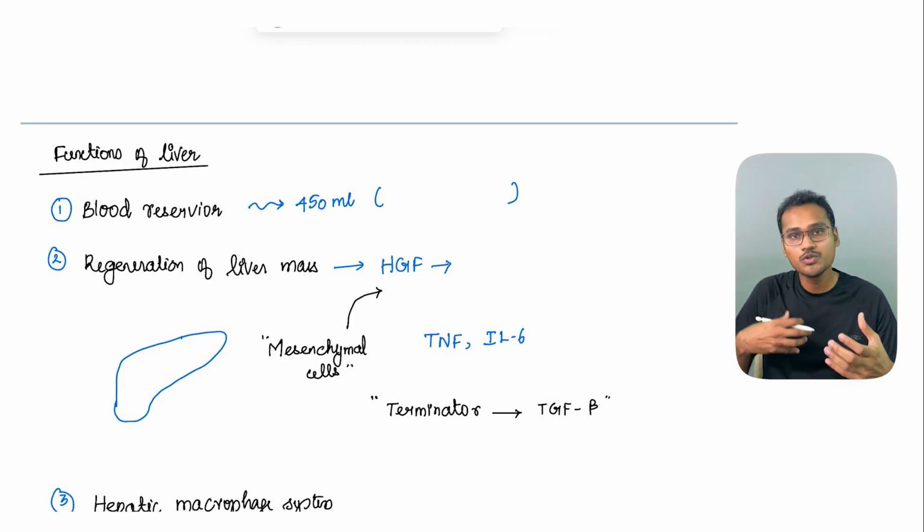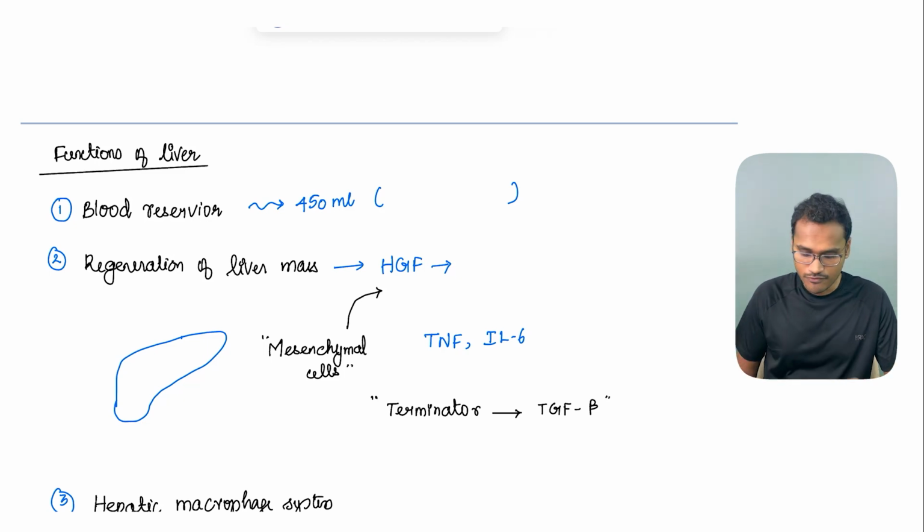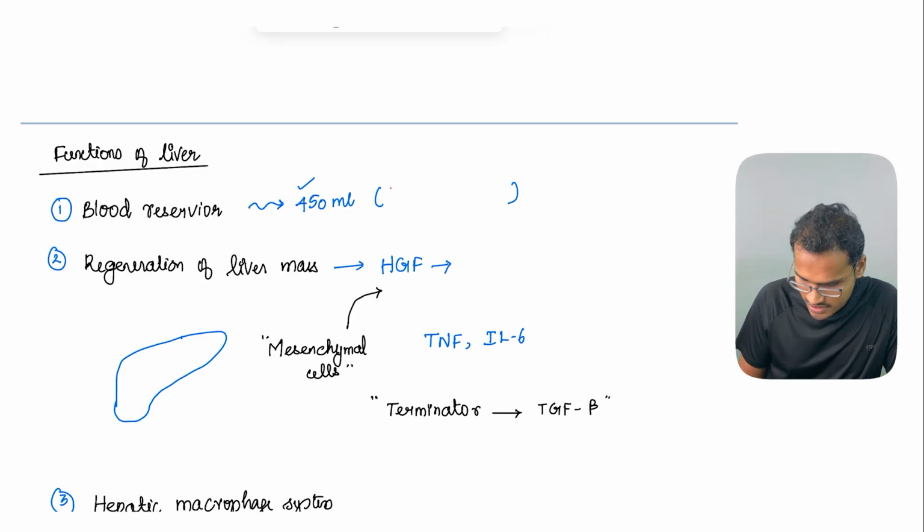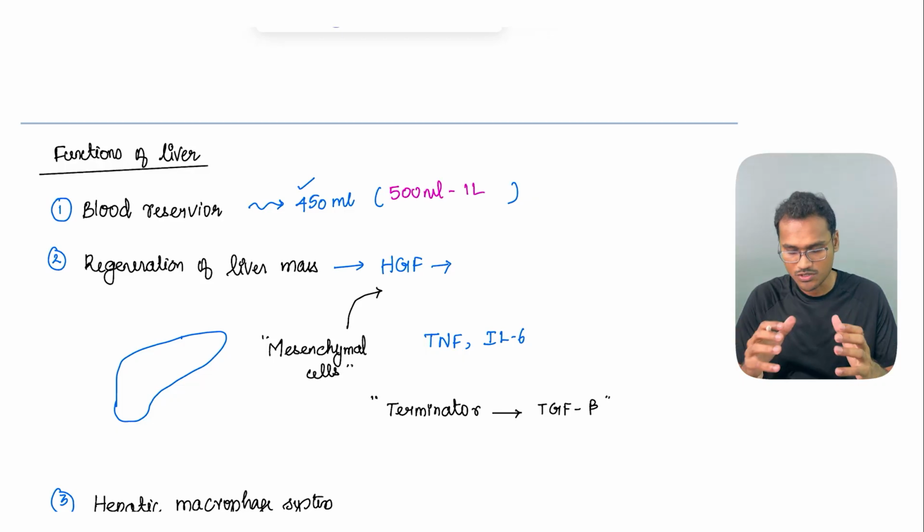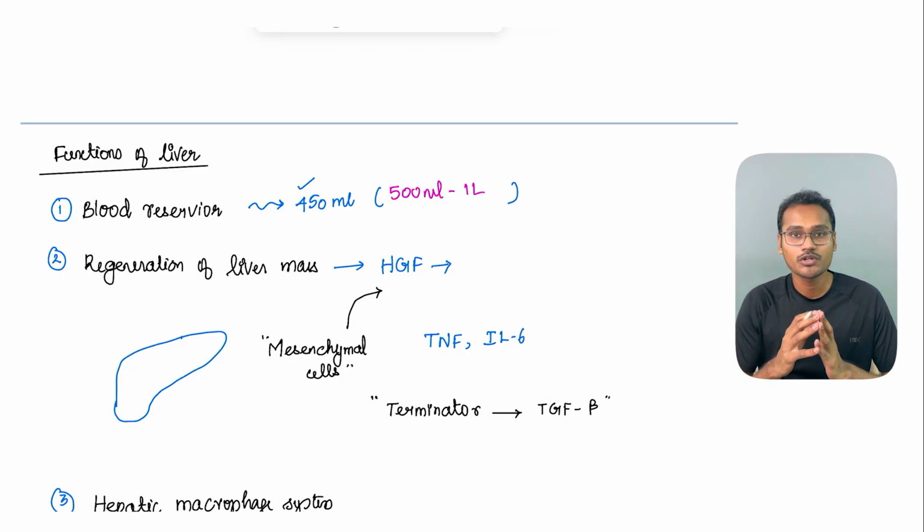So whenever there is a huge preload to the heart, what will happen? Whenever there is a stasis, the heart is not functioning properly, there will be stasis, and this backflow can be stored in the liver. And the liver generally can store up to 450 ml. That is the average amount of blood it can store. So the range goes around 500 ml to 1 liter of excess blood it can store.